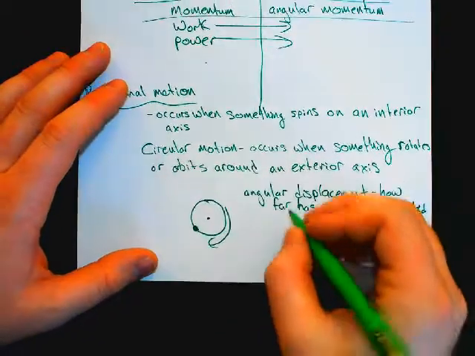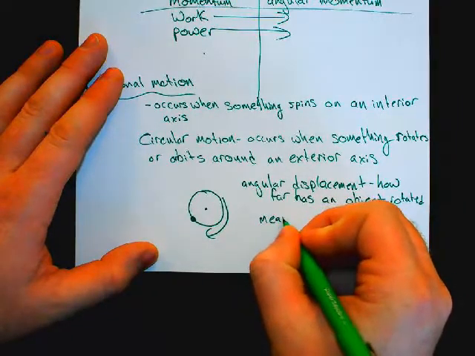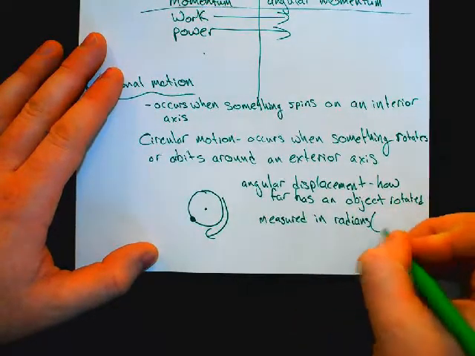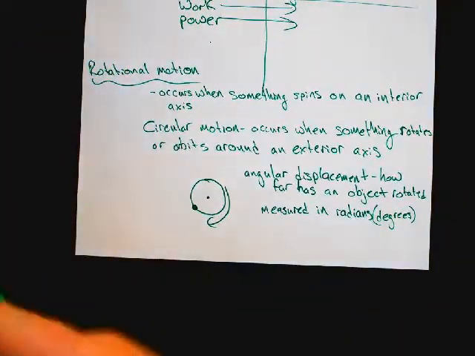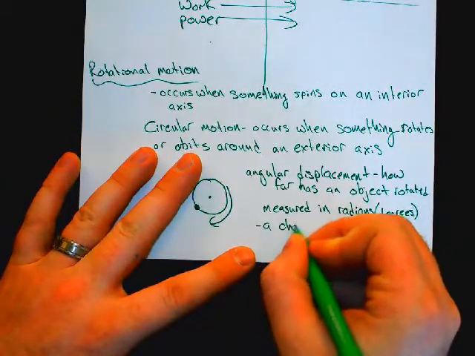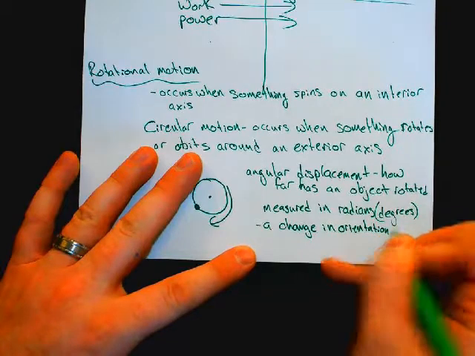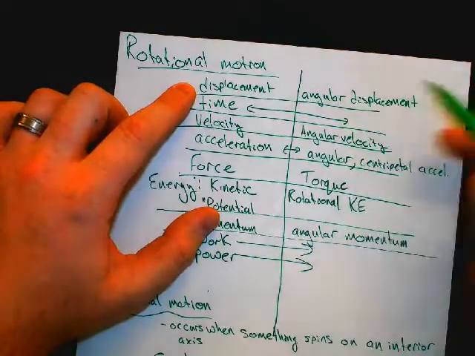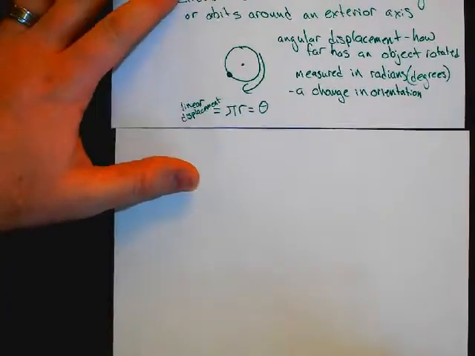When talking angular displacement, typically we're going to measure that in radians, or degrees. And it's simply a change in orientation of a rotating object. So displacement, talked about that. Time doesn't spin, so we can go on to the next one. Velocity, angular velocity.